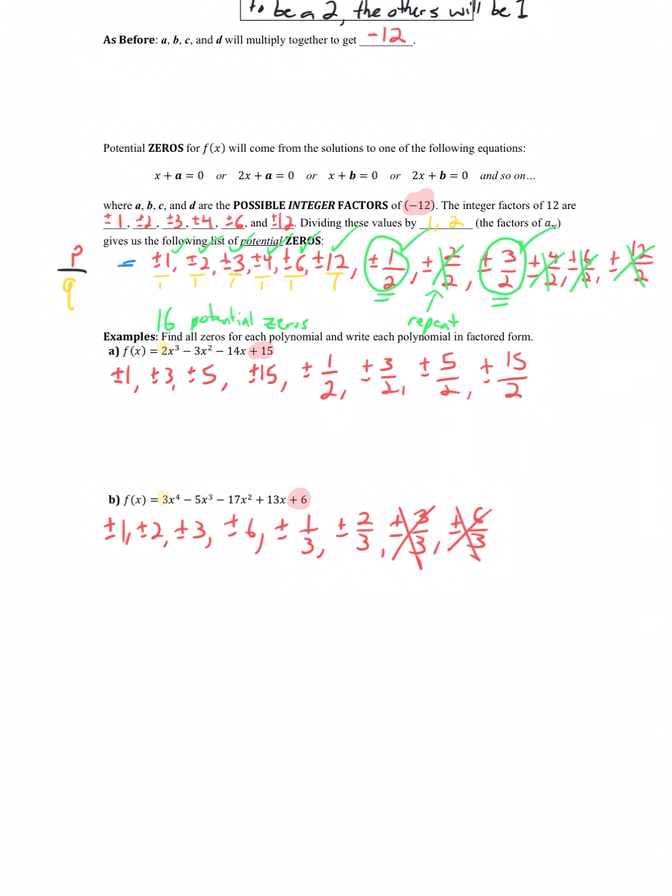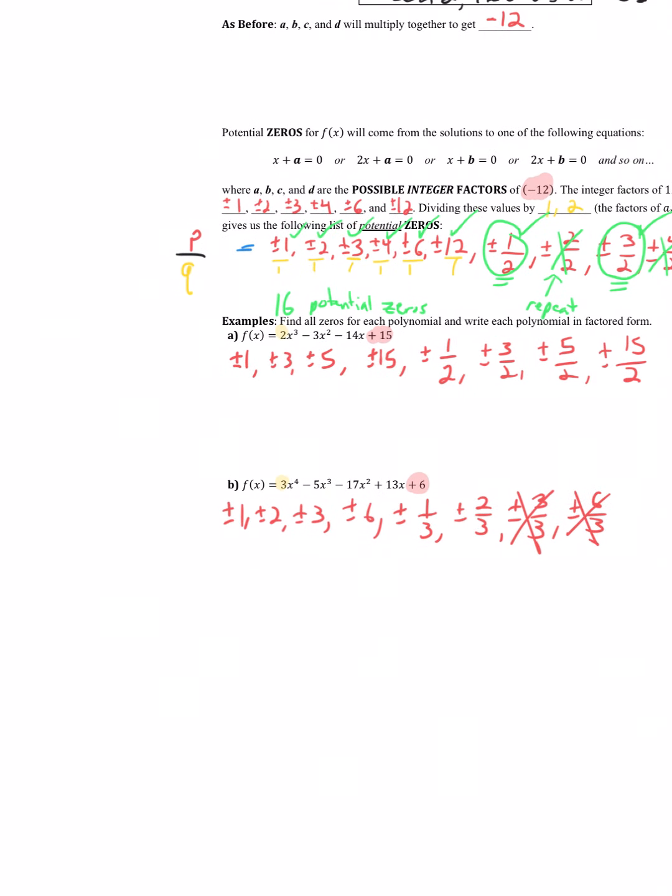And now we can go ahead and see if we can figure out what our real zeros are. So on this first example A, I'll start by dividing by 1. You just kind of have to work your way through the list.